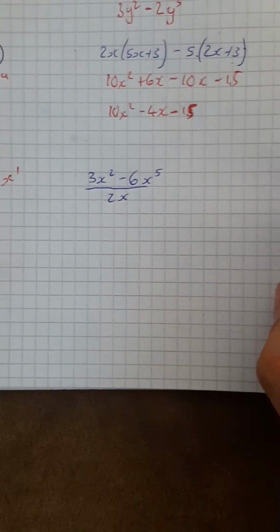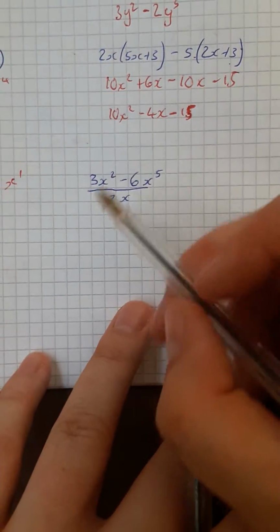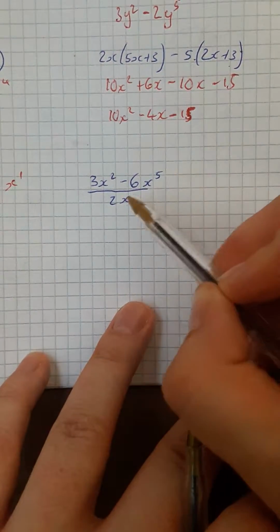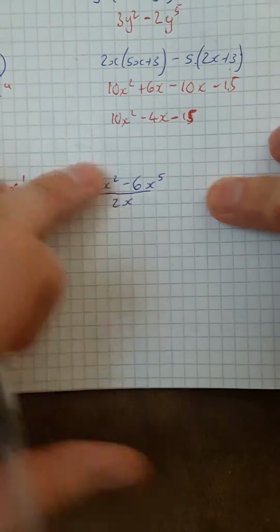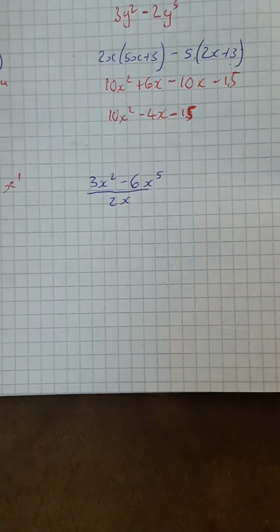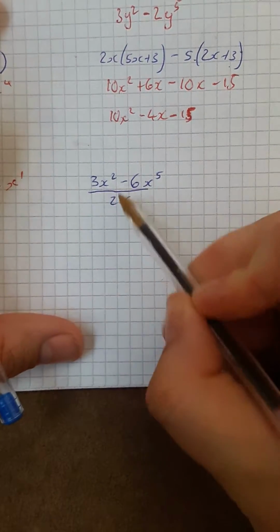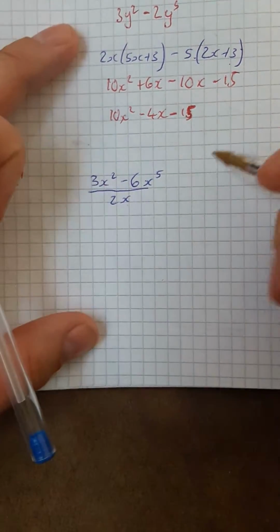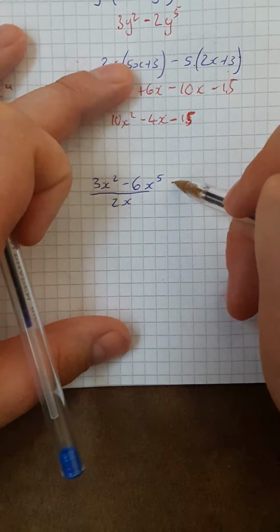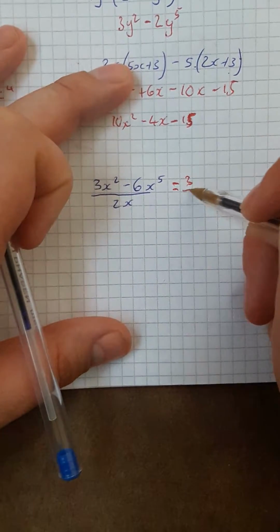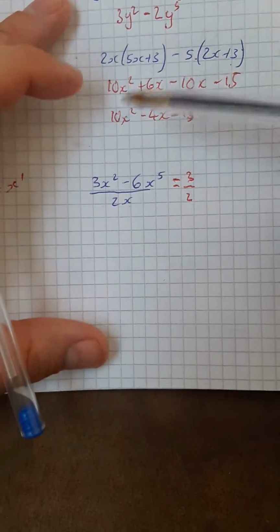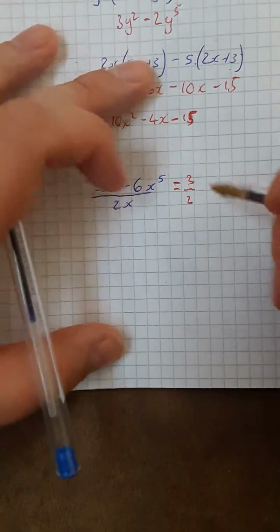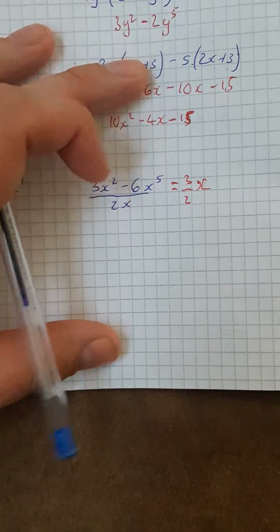All right, same idea here, 3x squared minus 6x to the 5 over 2x. You're just going to literally ignore that one, divide them, ignore that one, divide them. So 3x squared divided by 2x, well 3 divided by 2, you can write as 1.5, you can also write it as 3 over 2, you don't have to get special with it, we're dealing with fractions, we're in maths, it's fine. X squared divided by x is x, cool.